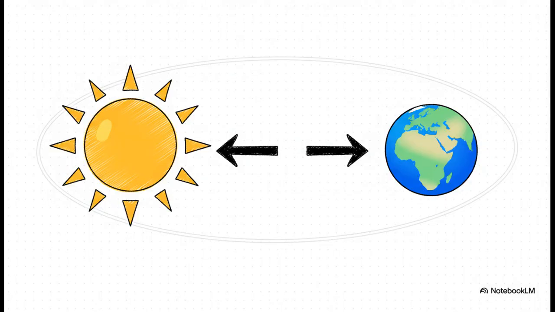This happens on a cosmic scale. The sun's gravity is pulling on the Earth, right? That's the action that keeps us in orbit. But at the exact same time, the Earth's gravity is pulling back on the sun. That's the reaction. The forces are perfectly balanced, an identical cosmic handshake.